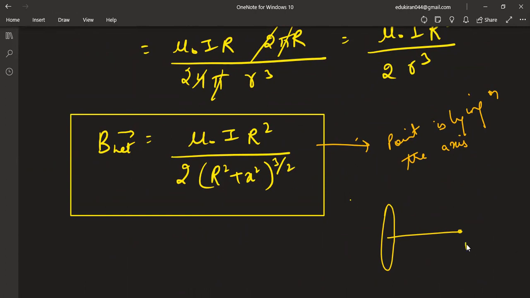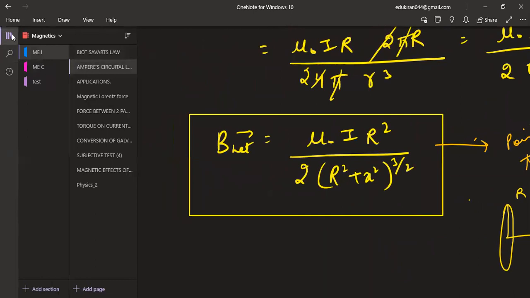Now what is meant by this? Suppose the point is lying here. R is the radius of the circle and x is the separation of the point from the center of the circle. That is the axial length. This is the length of its axis, or the point to which we are calculating. And according to the derivations, you will get mu naught I r square by 2 into (r square plus x square) to the power 3 by 2. That is the formula. All these formulas you should remember. We will see questions also.